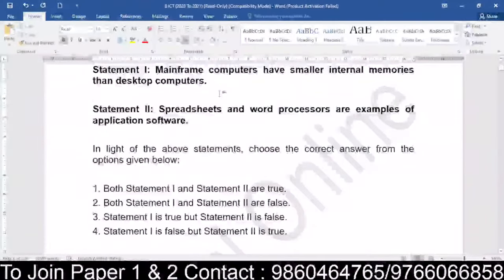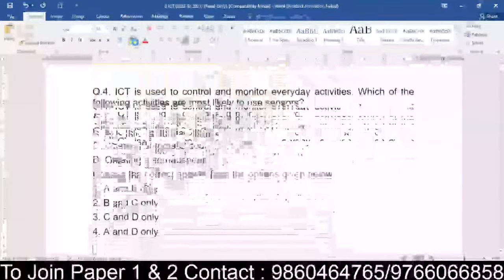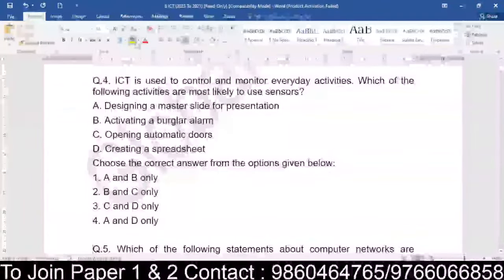Whereas we have the second statement: spreadsheets and word processors, are they application software? Yes, very true, they are application software. So your statement number 1 stands to be false, whereas your statement number 2 stands to be true. In statements, you don't have to worry because it is just about true or false. You need to highlight whether it is true or false.